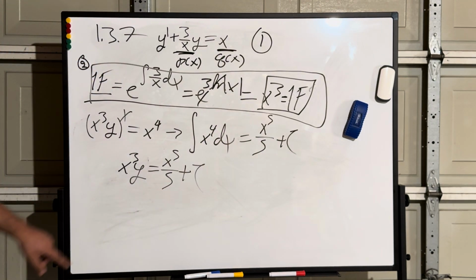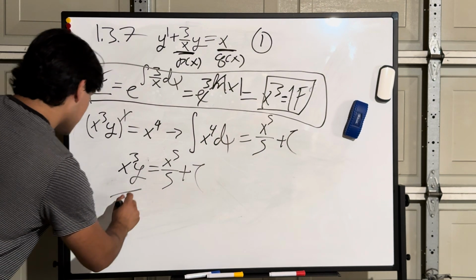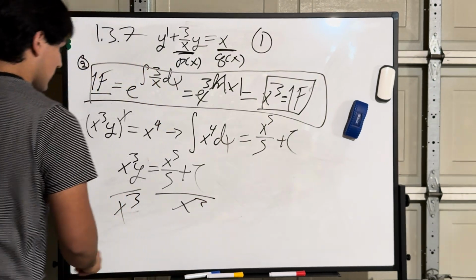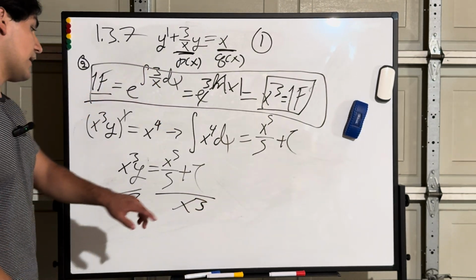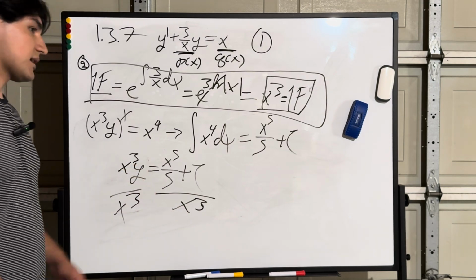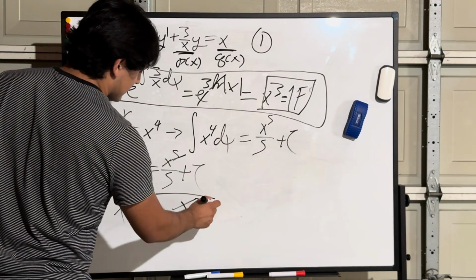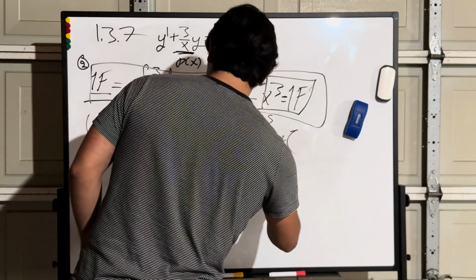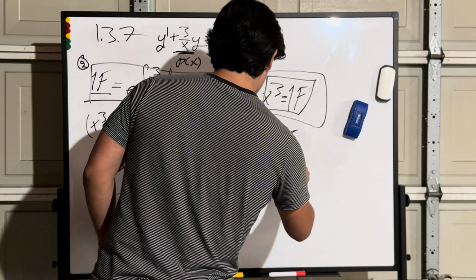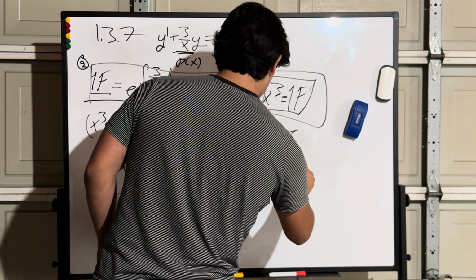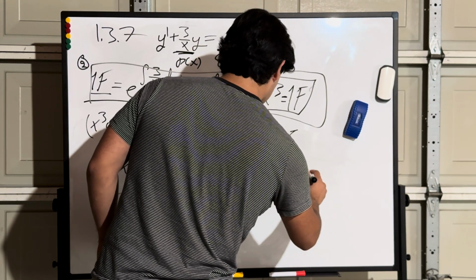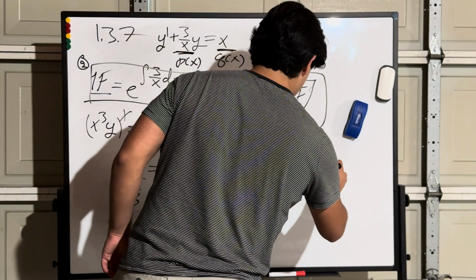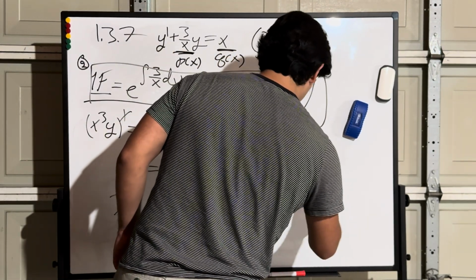And now we want to isolate the y, so we divide all of this by x cubed. And you know what happens when you divide exponents? They don't cancel out, you subtract them. So you end up with y is equal to x squared over 5 plus c over x cubed.